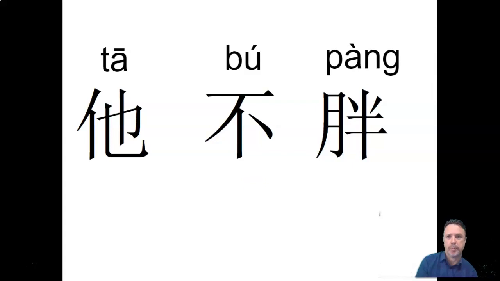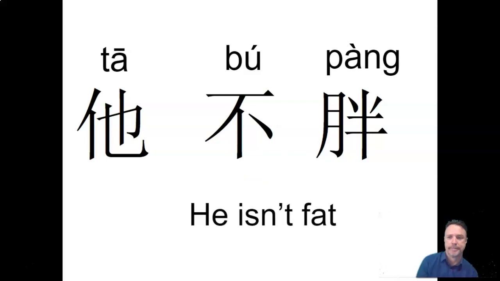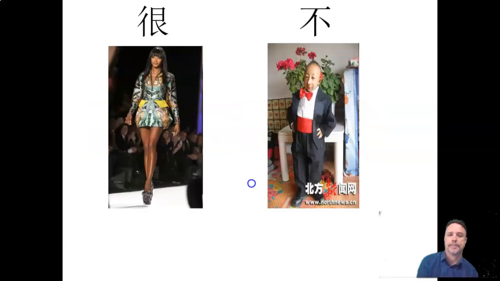Another example there. 他不胖. He isn't fat. Remember, this sentence wouldn't necessarily mean that a person is thin. It just means they're not fat. If I describe myself this way, I would say 我不胖. I'm not fat. I don't think I'm thin. I just mean I'm not fat. And Chinese is the same there.